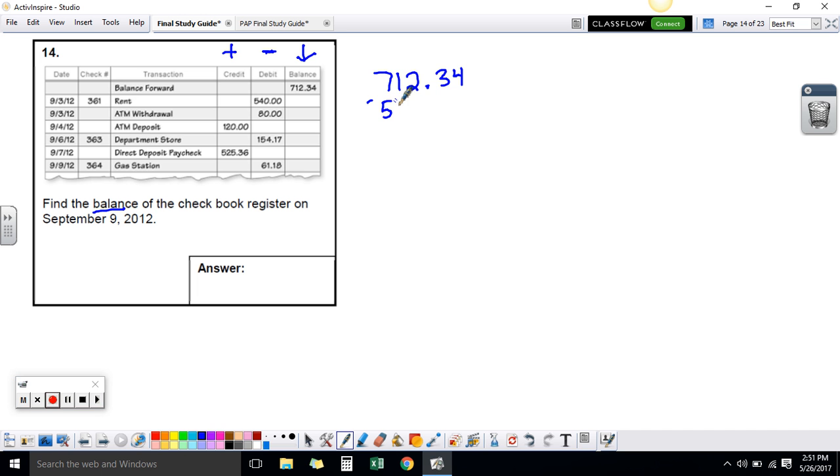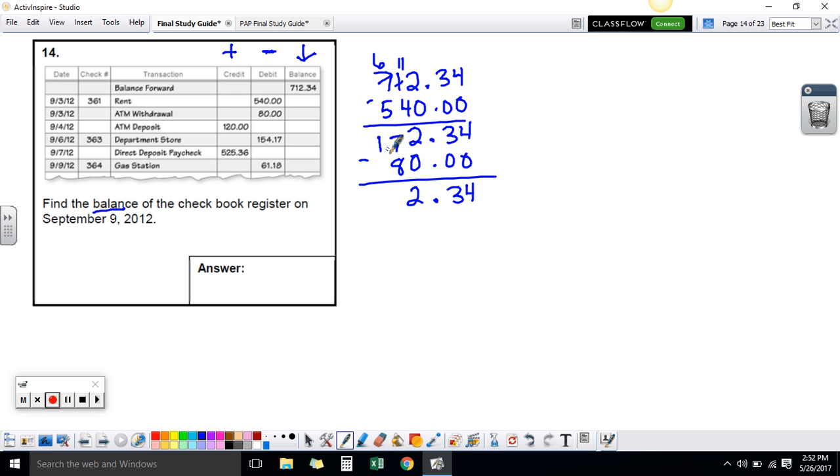Okay, so $712 minus $540, excuse me, is going to give us, let me see, make sure we borrow correctly. 11 minus 4 is 7. 6 minus 5 is 1. Okay, so then I've got an ATM withdrawal of 80, so I'm going to subtract 80 from my balance. So I've got 34 cents. 2, got to borrow, that's a .78, that's $92.34.